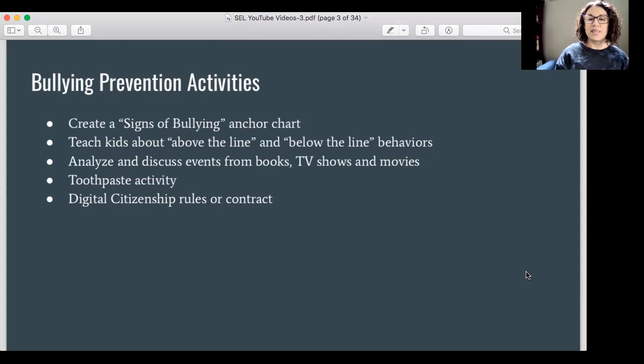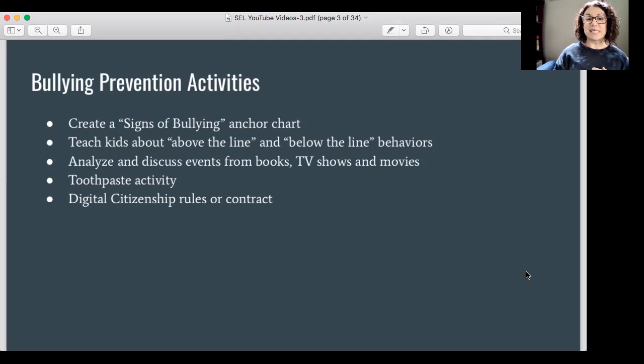And they don't know this, but the toothpaste represents harmful words, the words that we put out into the universe toward other people, right? The words that we speak to our friends, our family members, our teachers, whomever. And then you give kids toothpicks, or you can use Q-tips, something like that. And you ask them, again, they don't really know what's going on at this point, but you ask them to put all of the toothpaste back into the tube using the toothpick.